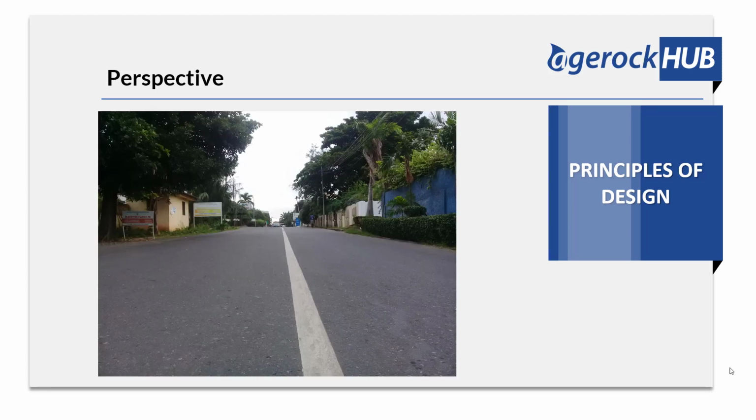Perspective. The principle of perspective. In art composition, it's important to know objects that are close and those that are far from the main point of view. Perspective is the technique used in art composition to create the illusion of depth. It creates a sense of moving towards a distance.